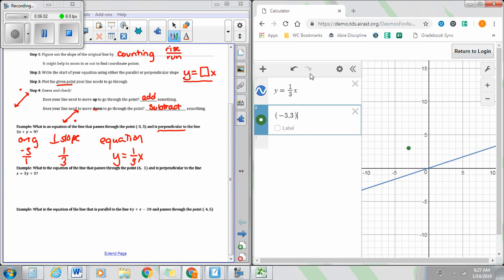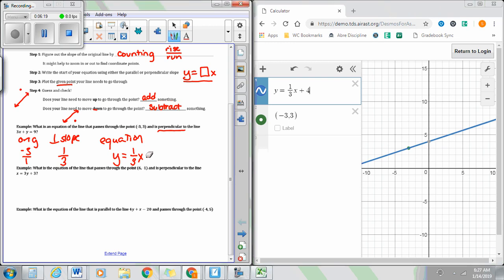And so I know it's adding something. And then it's a lot of guess and check. I'm going to try adding 5. You'll notice that that's a little bit too much because it doesn't perfectly go through, but it's pretty close. If I try 4, that does go through exactly. So the equation of my line is 1/3 x plus 4. And it really is that simple.